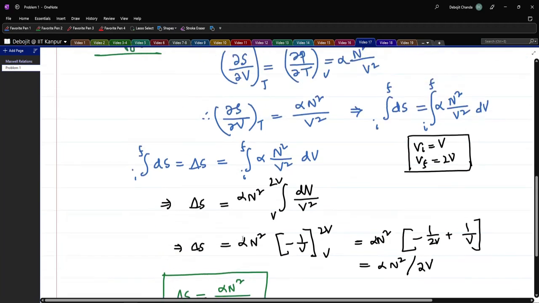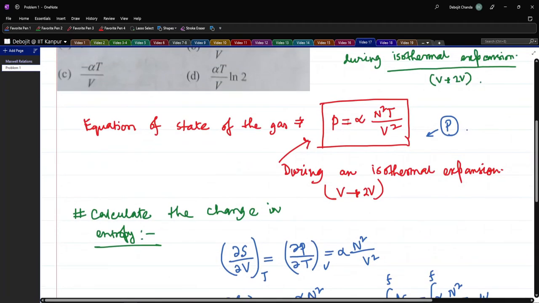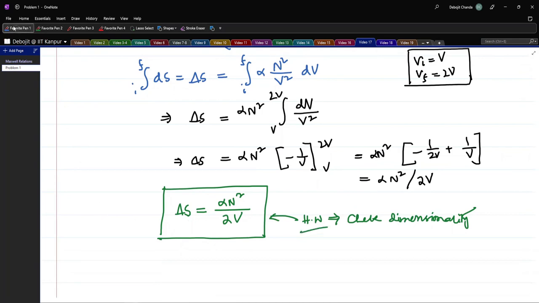And you can take this as a homework problem to check whether the dimensionality of this expression is correct. So you have to calculate the dimension of alpha from this equation and put it here to check if the right hand side of the equation gives the dimension of entropy. Okay, so that you can do in a homework problem. So this is our answer.